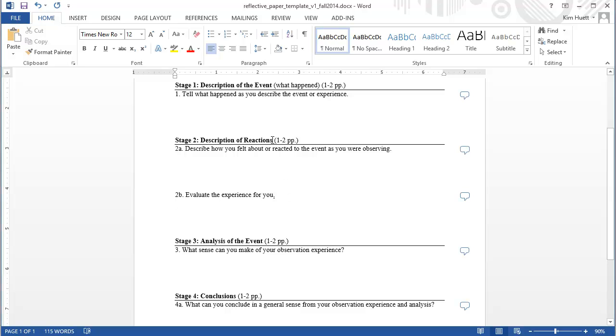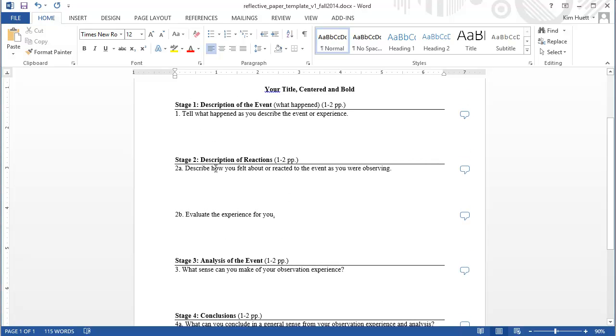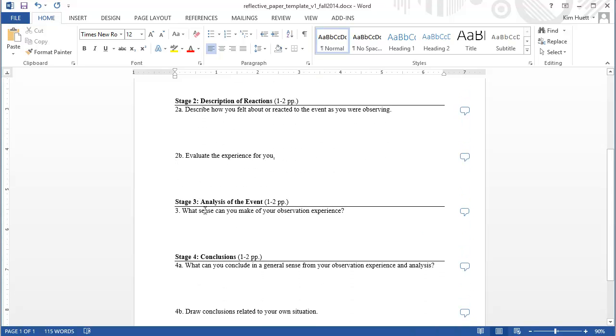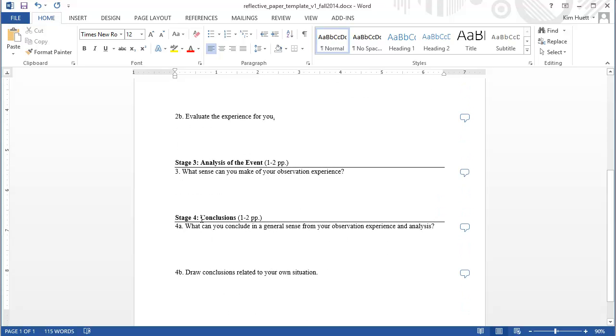Okay, so I've gone in and added for each of these major stage sections 1 to 2 pages. Stage 3, analysis of the event: what sense can you make of your observation experience? And stage 4, conclusions: what can you conclude in a general sense from your observation experience and analysis? Draw conclusions related to your own situation.